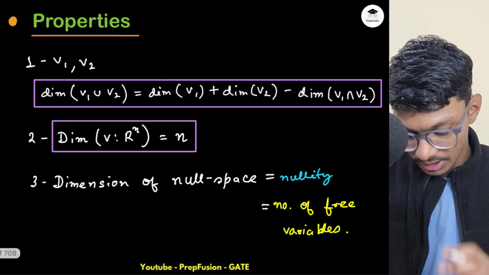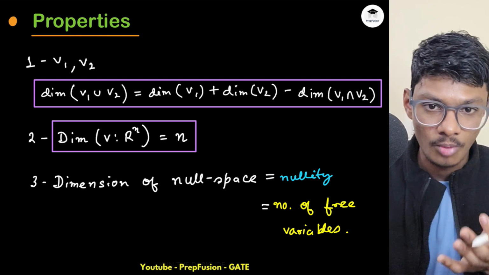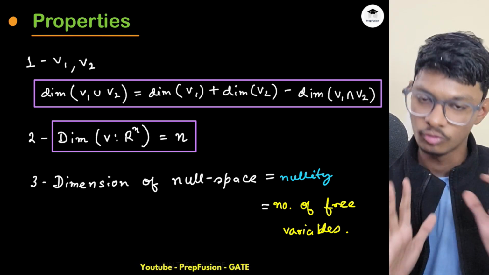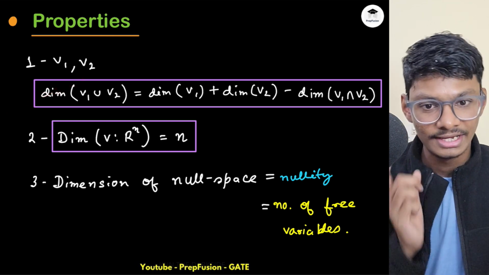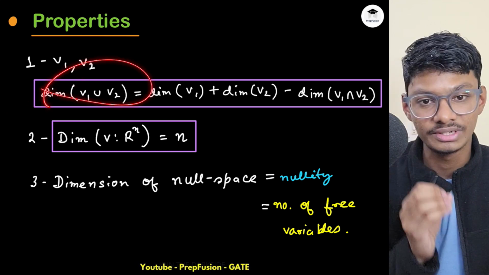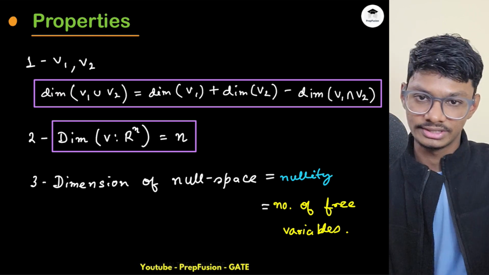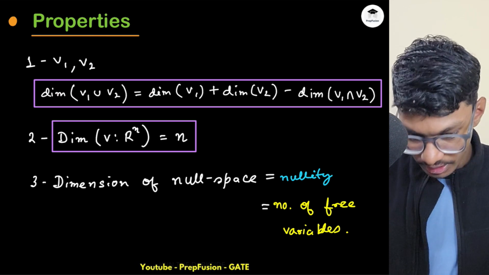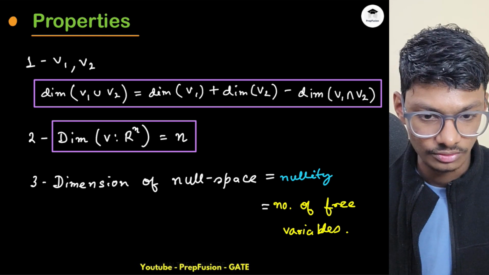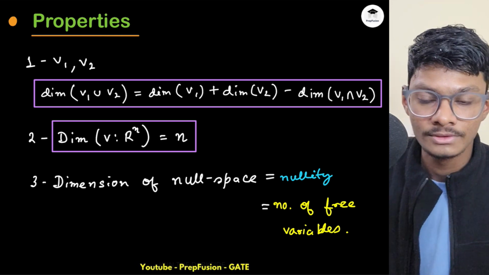Okay, so let's now study a few properties about dimensions. I won't give any proof here. You just have to remember this, and these are easy to remember. These are just simply like the probability formula that you should learn. You can take the analogy like that.